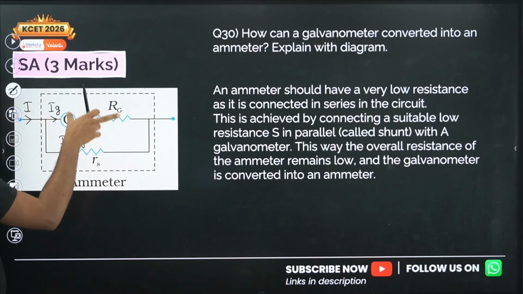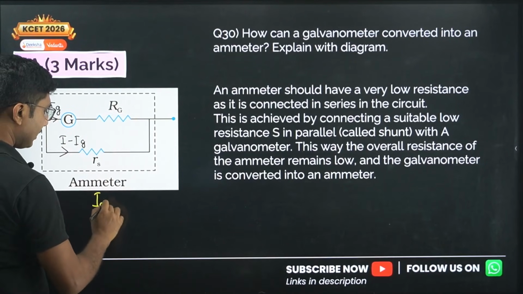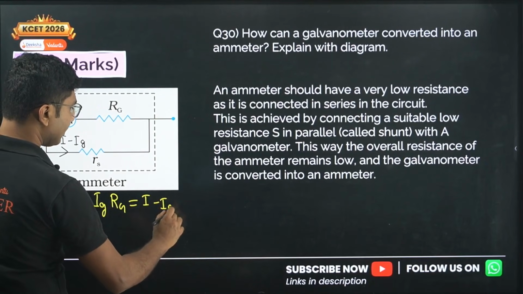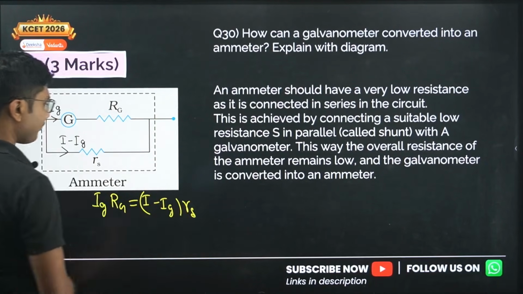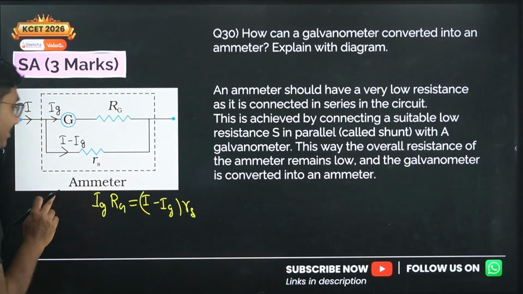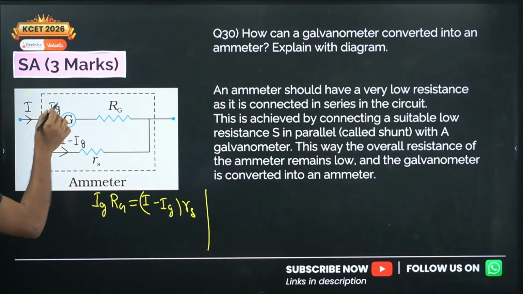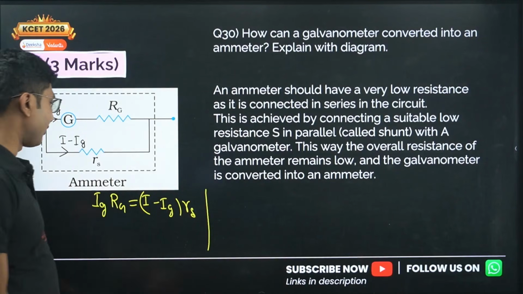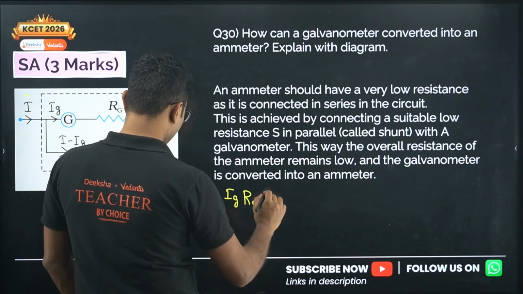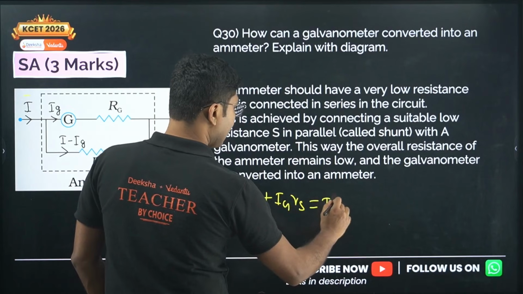They are connected in parallel, so the voltage across this should be the voltage across this. That means Ig Rg should be equal to (I minus Ig) into Rs. Don't calculate Ig only, okay? You have to calculate I. Remember that. You have to calculate I, not Ig, because ultimately you are measuring this current, not this current. This current is already known for a given galvanometer, okay? So Ig Rg plus Ig Rs equals I Rs.